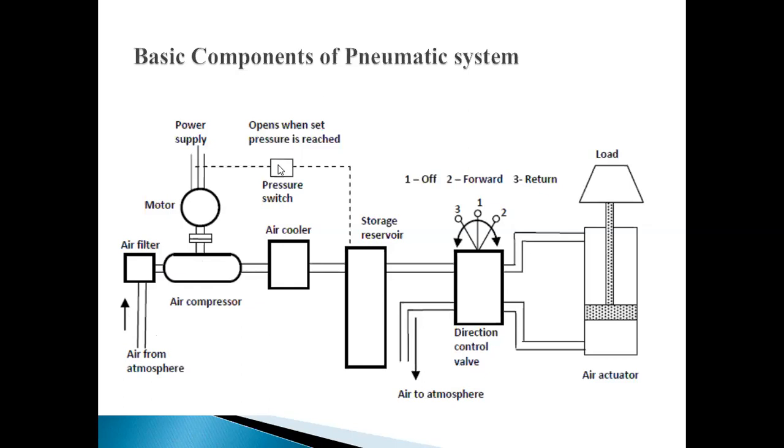After compressing the air, this air is passed through the air cooler, which is a constant pressure process where we reduce the temperature of the air, keeping the pressure constant. So that high pressure air is stored in a storage reservoir. Now there is a capacity of the storage reservoir. As and when that capacity is reached, there is a signal to the pressure switch, and that pressure switch will stop the motor and cut down the power supply. So this is a safety process.